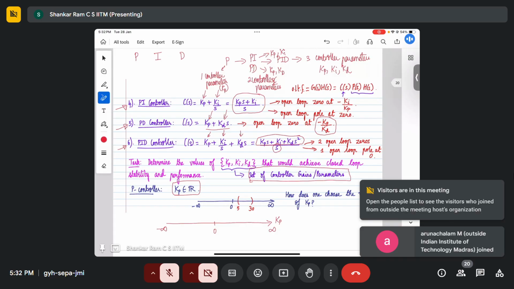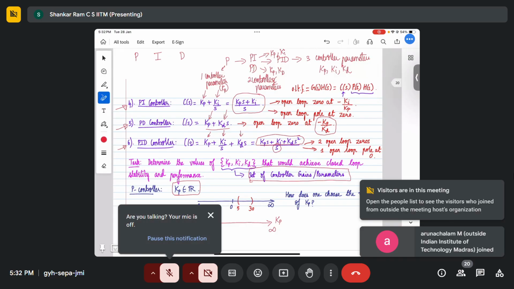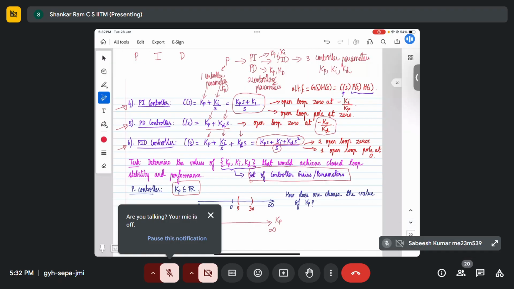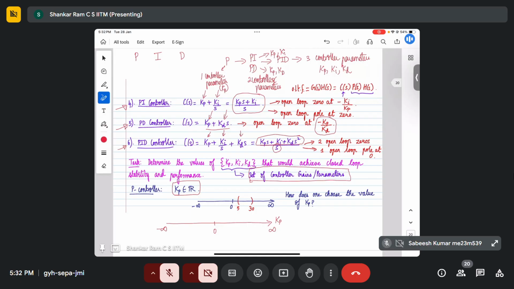But then the issue is, what value of KP do we choose? Because if it goes from minus infinity to plus infinity, that's an infinite range. So let's say I may want to choose 1 million, you may want to choose minus 1 billion, or someone may want to choose 0.1, someone may want to choose minus 20.